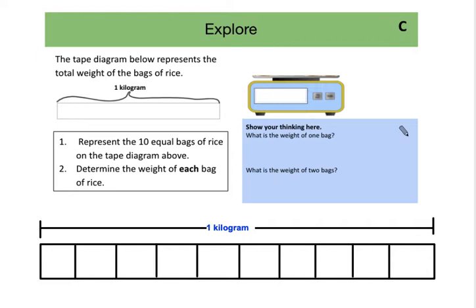So we know that the 10 bags are equal to 1 kilogram. And if you're curious about what 1 kilogram is about, it's about the weight of a bunch of bananas. So let's take a look at that tape diagram first. It might help us with this problem. Let's place a bag of rice in each of these little boxes here. So we put one bag of rice, 2 bags. We had 10 bags, so we have to place all 10 bags here.